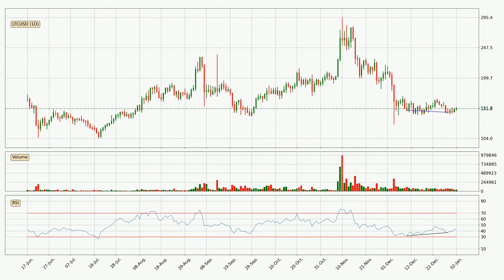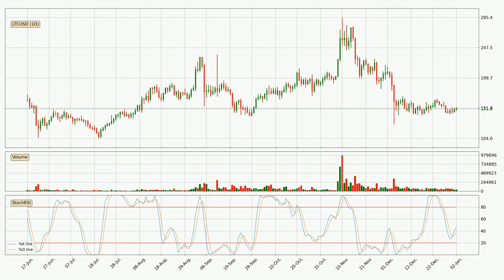Looking for divergence in the daily time frame, there is a bullish divergence, which means the price could go up from now or at least consolidate for some time. Jumping to the daily Stochastic RSI, the Stochastic RSI currently shows no overbought or oversold conditions, but because the %K line is over the %D line, we can deduce that the trend is currently on the up.